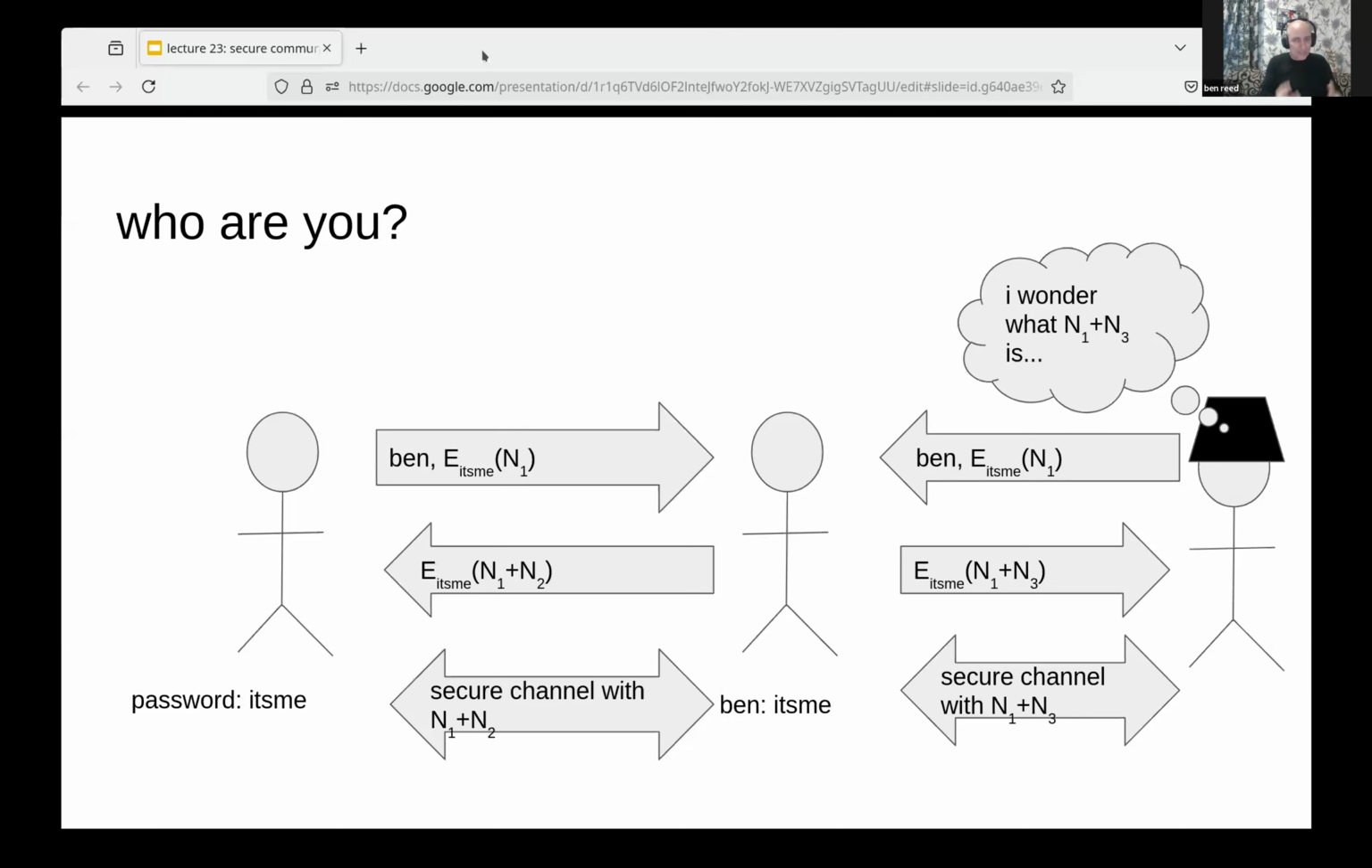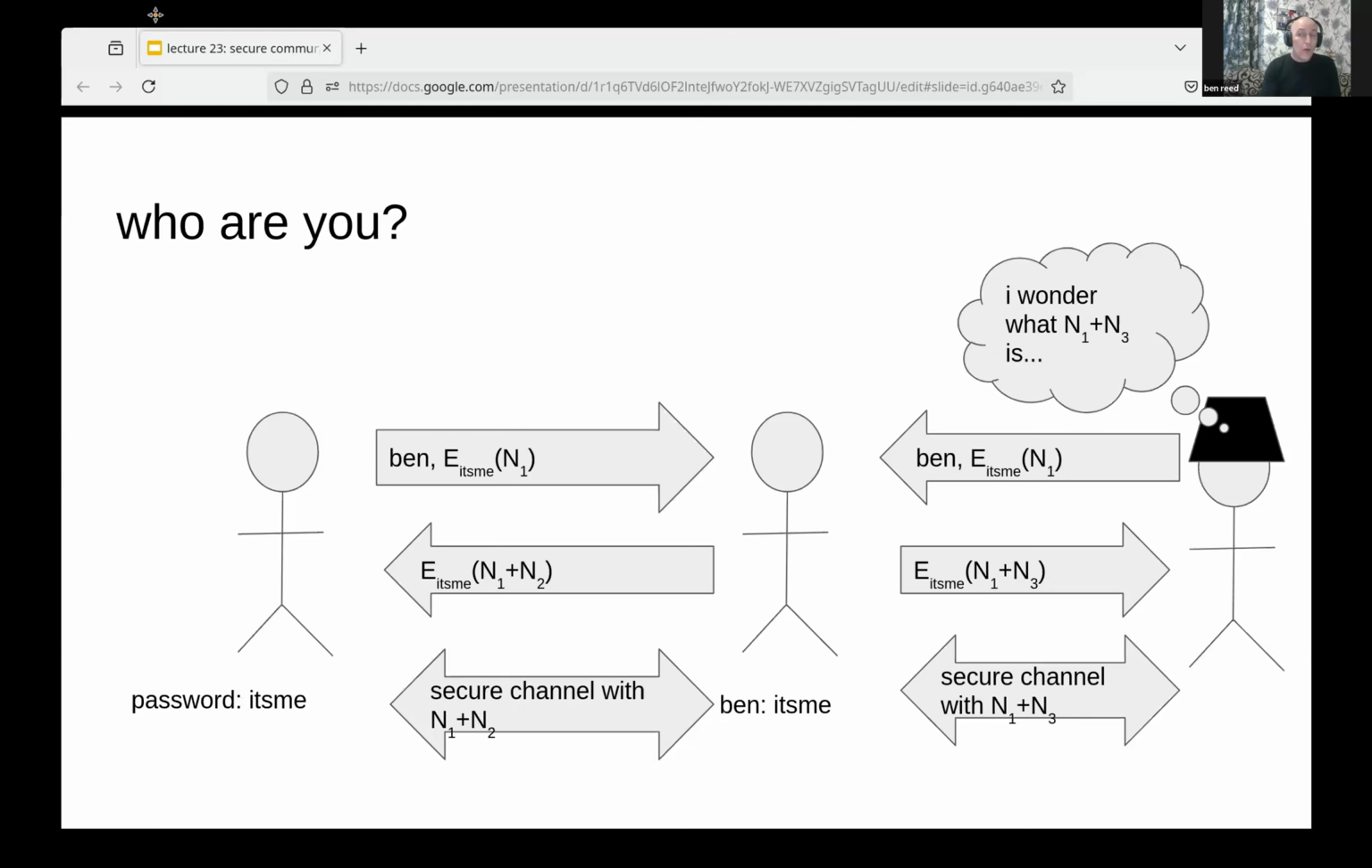The sum is a shared secret that will change every time we communicate because we're each going to generate a new nonce. And then that N1 plus N2 can now be a secret just for this communication that we can use to encrypt a channel.